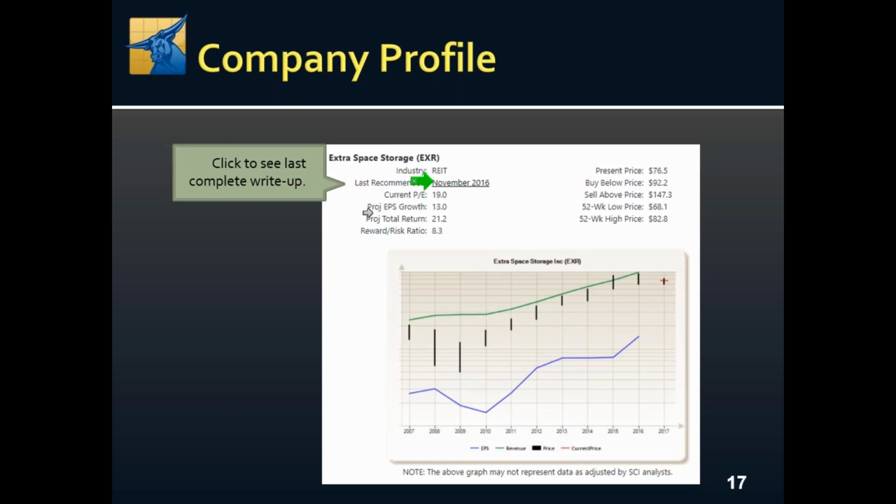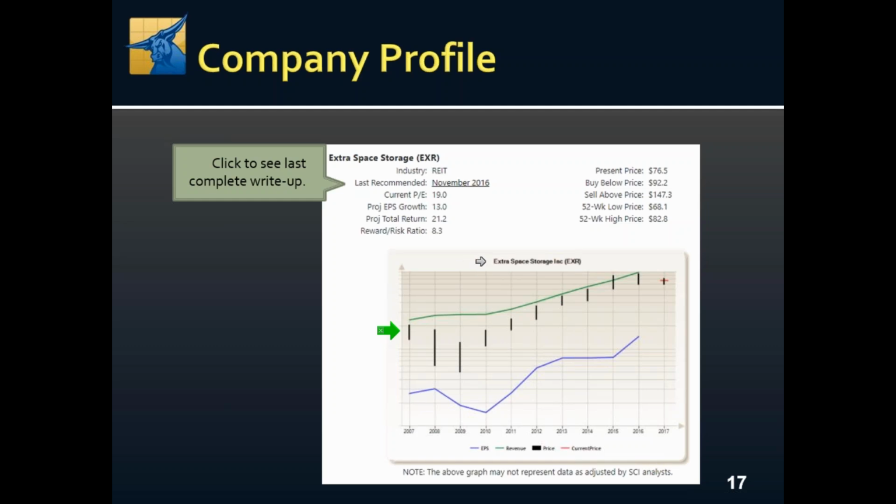Then you'll see the PE, the earnings growth, the risk to reward ratio, the present price, the 52-week high and low are here, the buy below and sell above prices are here, and then there's a graph down at the bottom of the underlying fundamentals. And note that this is a graph that comes from our data service with Morningstar, so it doesn't always represent the data as adjusted by our analysts.